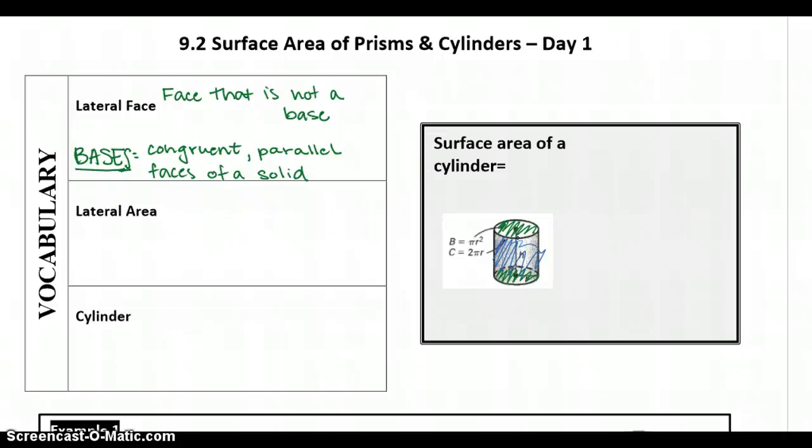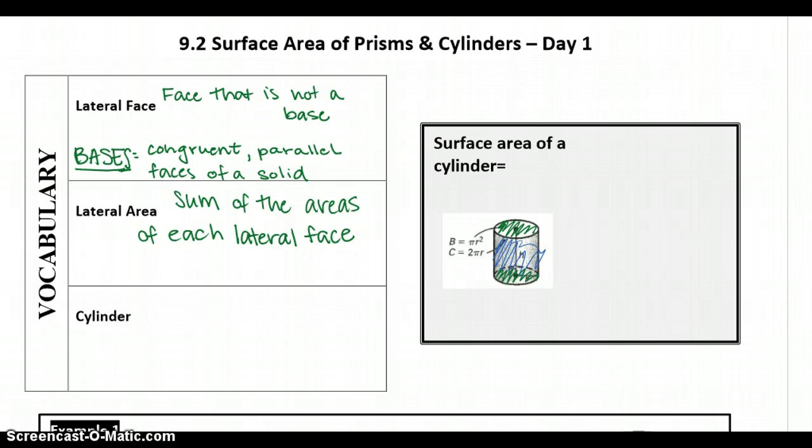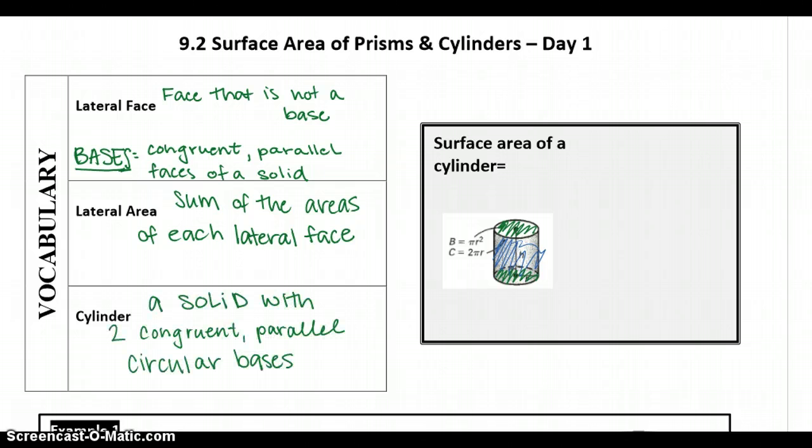Next we have the lateral area. The lateral area is the sum of all the areas of each lateral face. Last, we have a cylinder. A cylinder is a solid with two congruent parallel circular bases. So if you look to the right, we have a picture of a cylinder, and we're going to talk about finding the surface area of a cylinder.